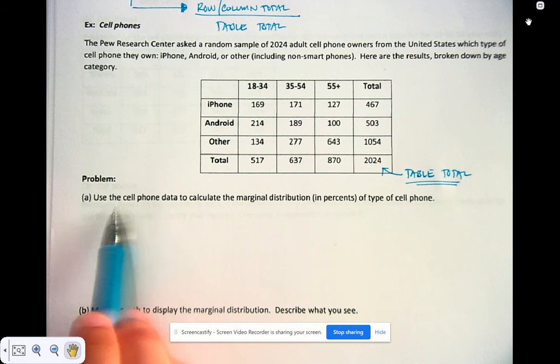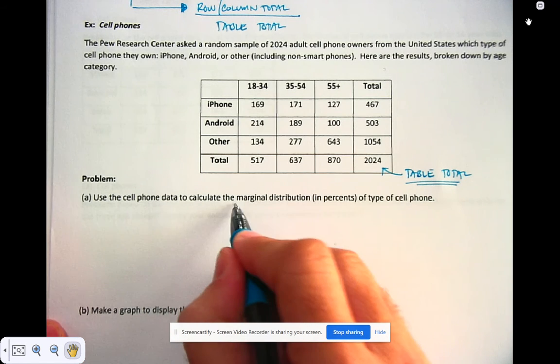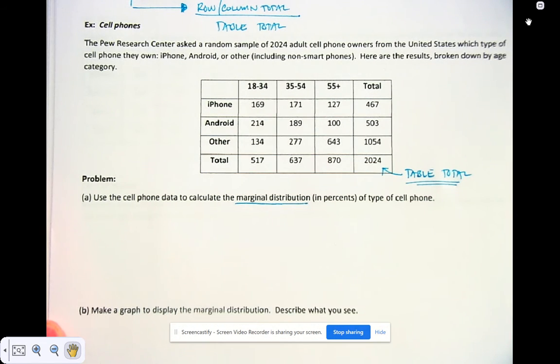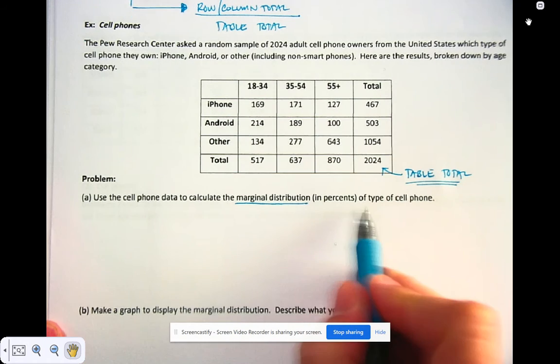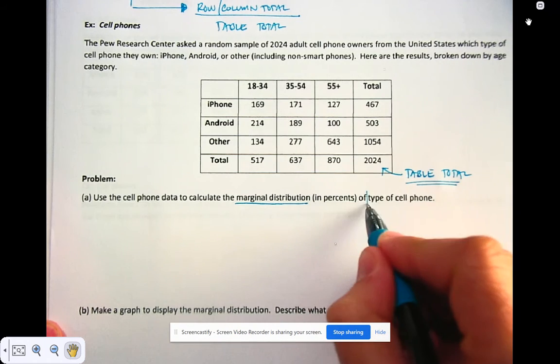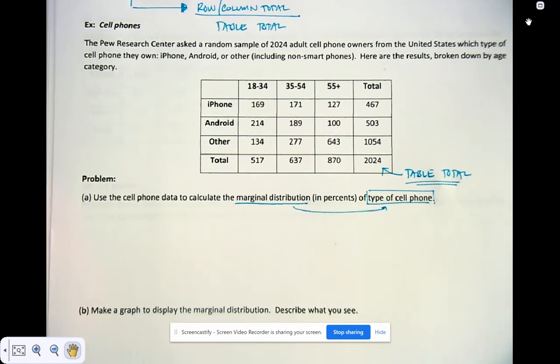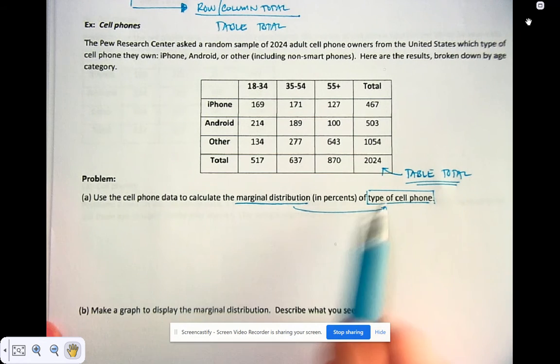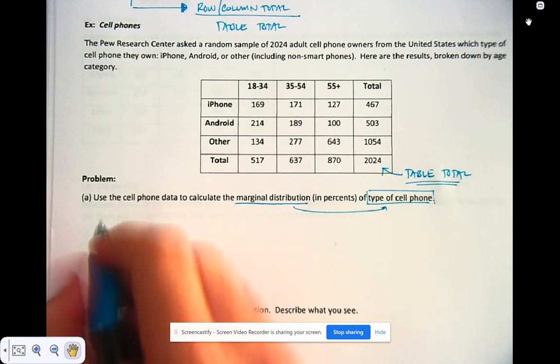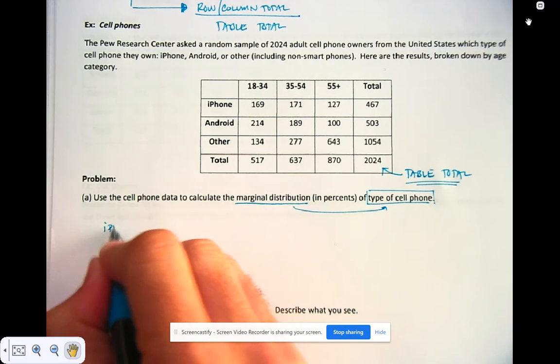So it says use this cell phone data to calculate the marginal distribution, underline, that's a definition, in percents, okay, of type of cell phone. So we are going to do marginal distributions of type of cell phone. Okay, so let's start here. What are the types of cell phone? Well, we've got the iPhone, so let's start there.